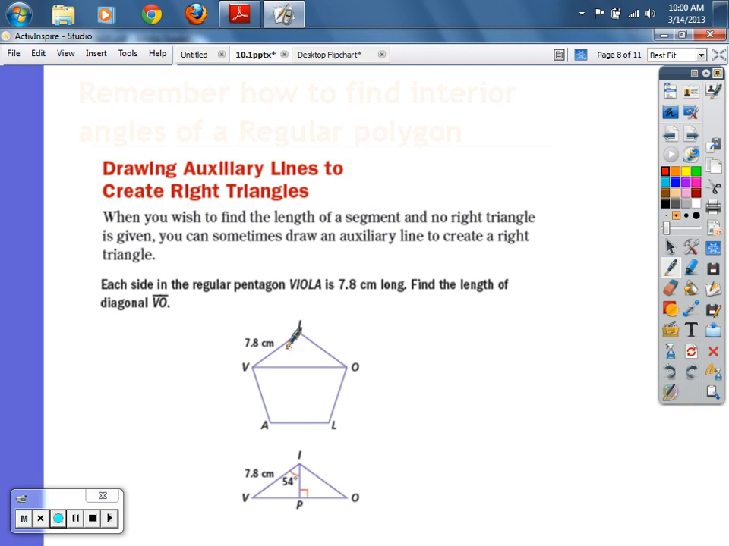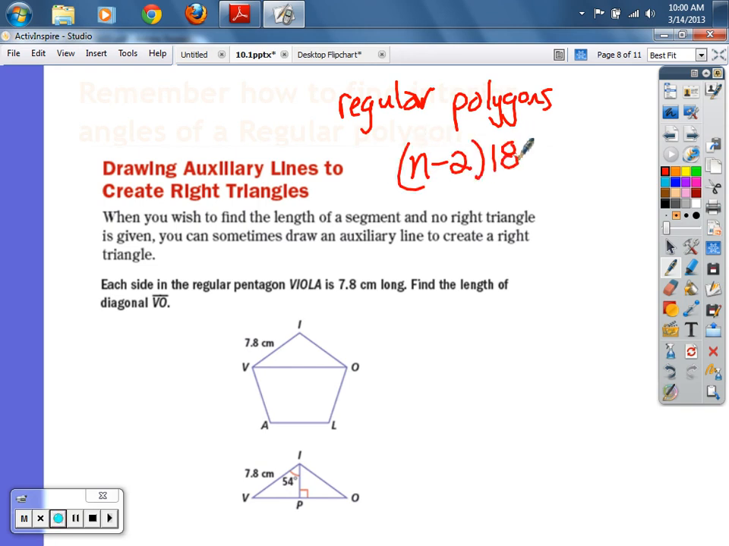So what we can do is, regular polygons, I don't know if you remember this. Interior angles is n minus 2 times 180. Okay, that's for all of them. So here it'd be 3 times 180, which is 540. You divide that by 5, and the whole angle here is 108. So each little one would be 54.